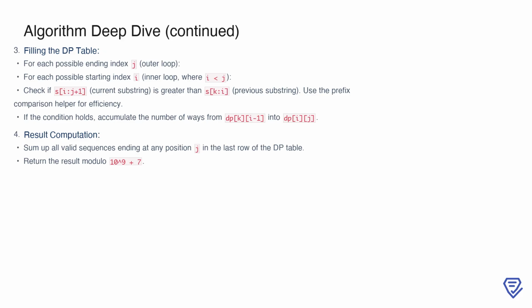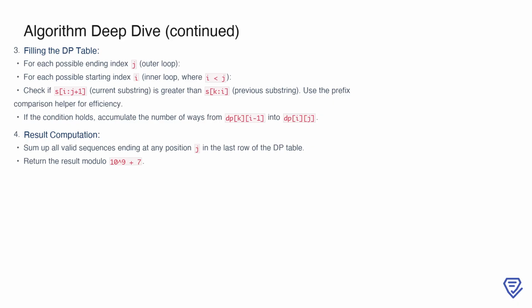For each possible ending index j, we iterate over all potential starting indices i that are less than j. The goal is to check whether the current substring, s[i..j+1], is greater than the previous substring, s[k..i], where k is an earlier starting index. To perform this comparison efficiently, we rely on the pre-computed prefix comparison array. If the condition holds, we accumulate the number of valid ways from dp[k][i-1] into dp[i][j]. This ensures that all valid sequences ending at j are accounted for.